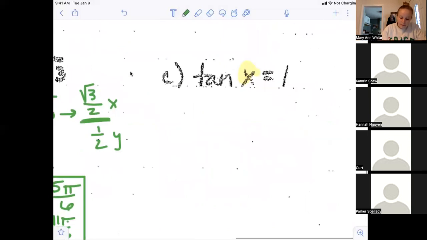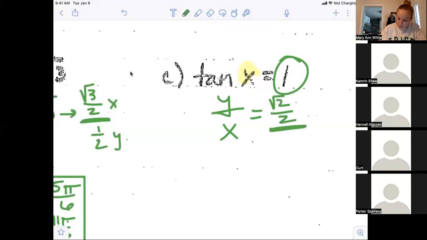Tan of x equals 1. Again, I'm going to argue we've done this enough times. Tan is y over x. And we know the only way for something divided by something to equal 1 is when it's the same number divided by itself. And the only time that happens is √2 over 2 divided by √2 over 2. If you don't know that, I'm just going to help you out. You should just start knowing that.